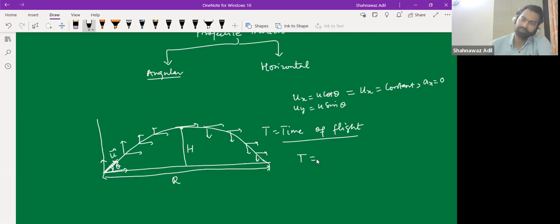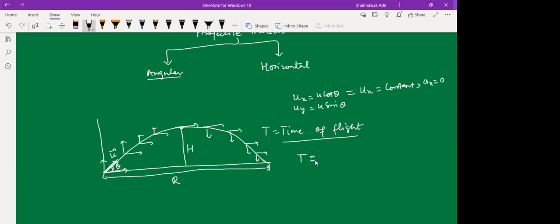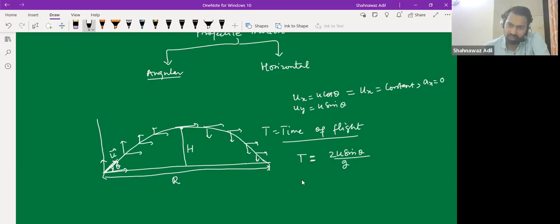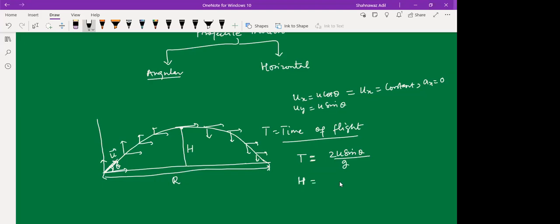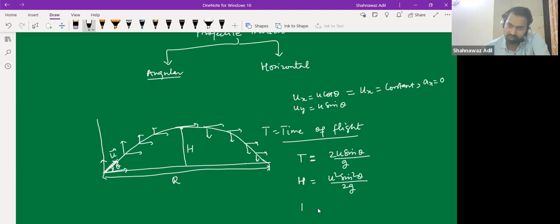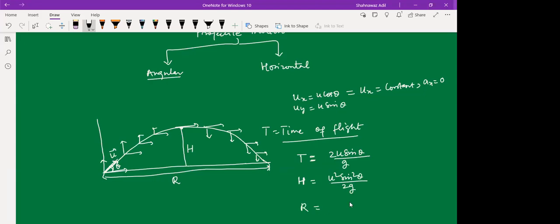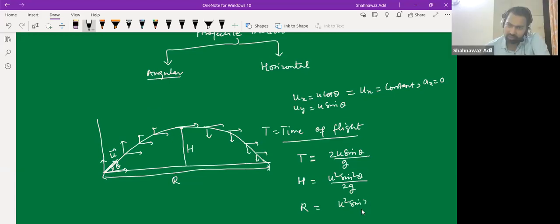Do you remember? The time of flight is 2u sin theta by g. Yes. What is the maximum height? U square sin square theta by 2g. Good. And then what is the range? U square sin 2 theta by g. Good.